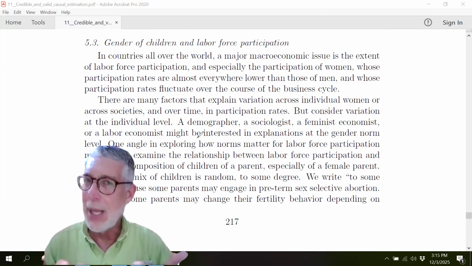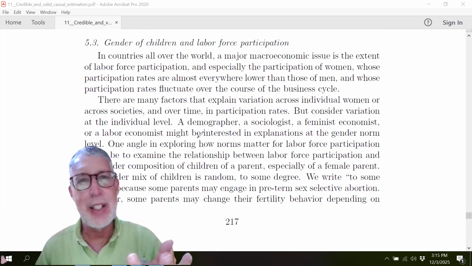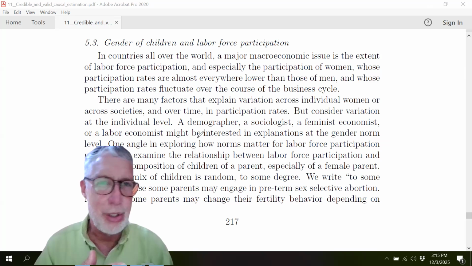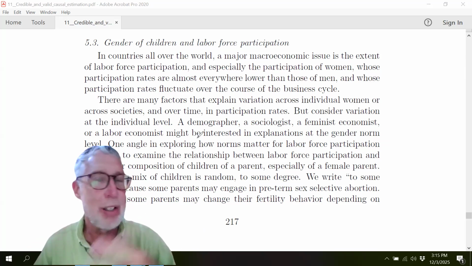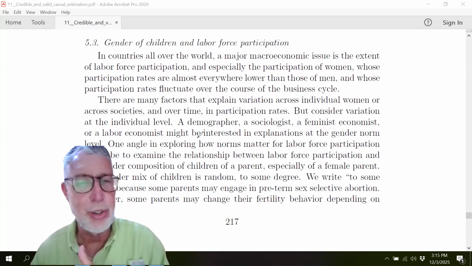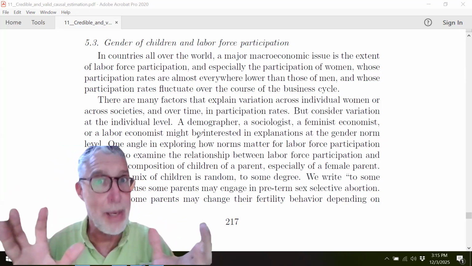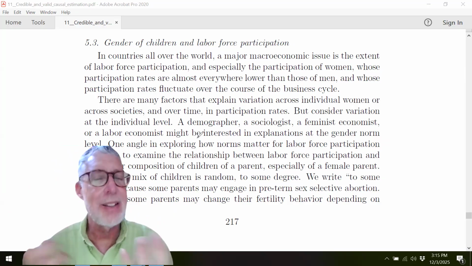There are many gender stereotypes that suggest that if you have boys, then the mother should stay home and not be working. Alternatively, if you have girls, the mother should stay home and not be working. So there's going to be gendered effects, we might imagine. That might be our hypothesis.